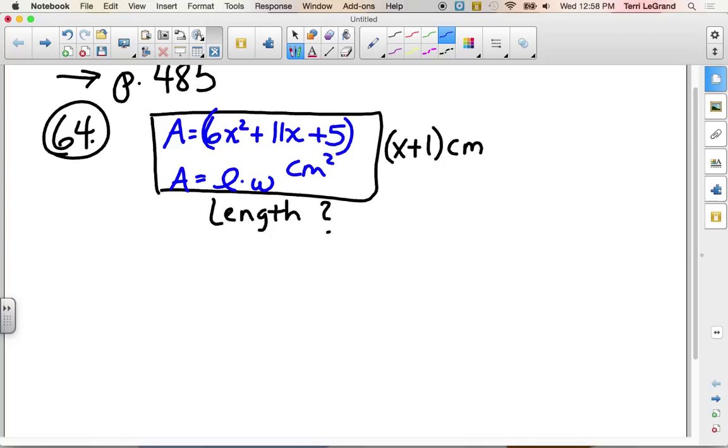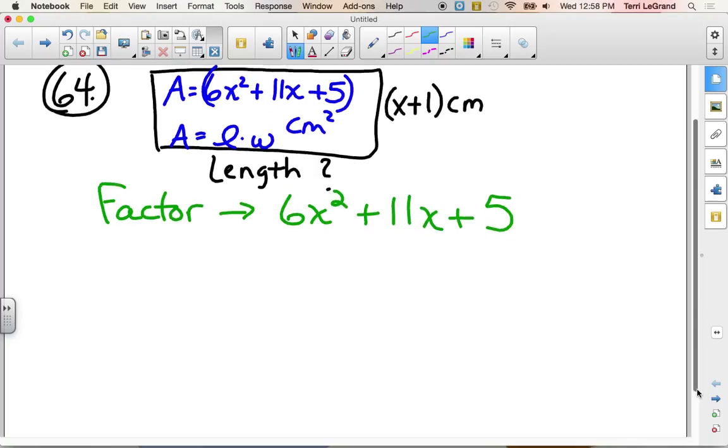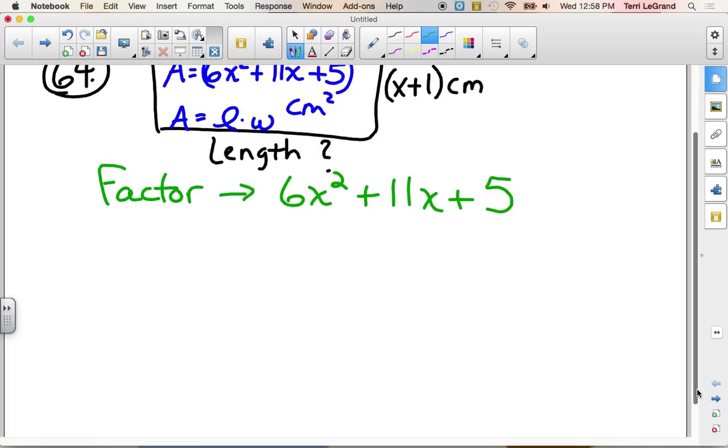Let's try factoring it. What we're going to do is factor that trinomial 6x squared plus 11x plus 5. Well, what's the first thing we always identify? A, B, and C. So let's go ahead and get our A, B, and C identified.